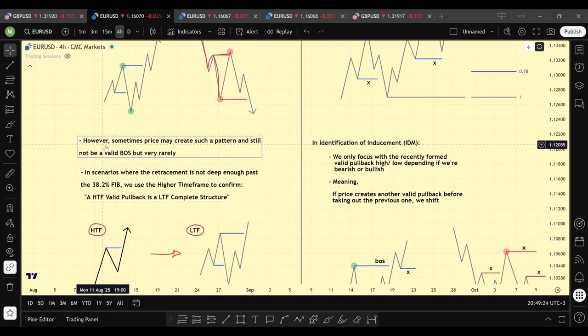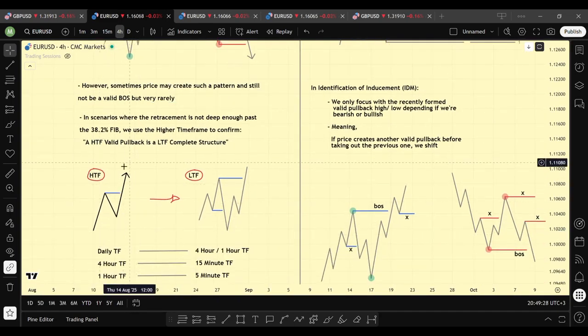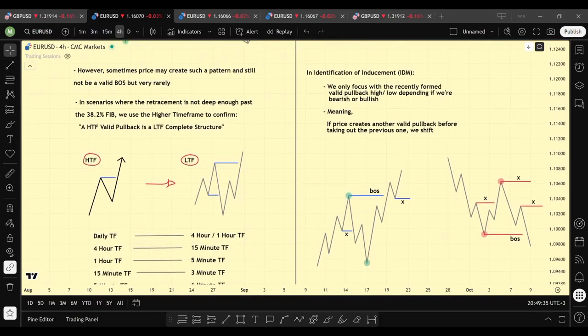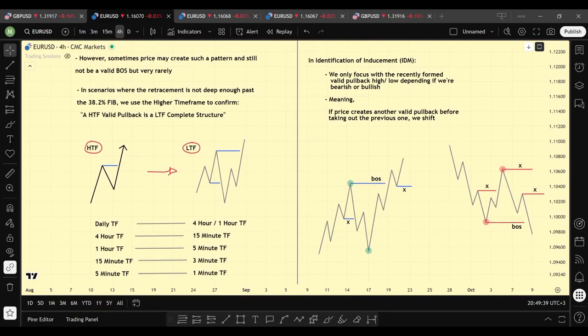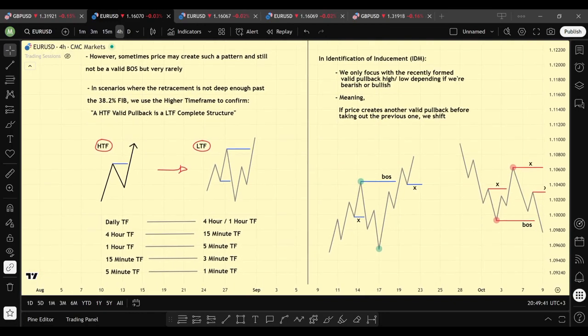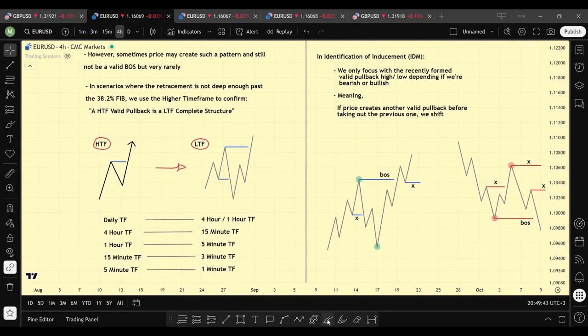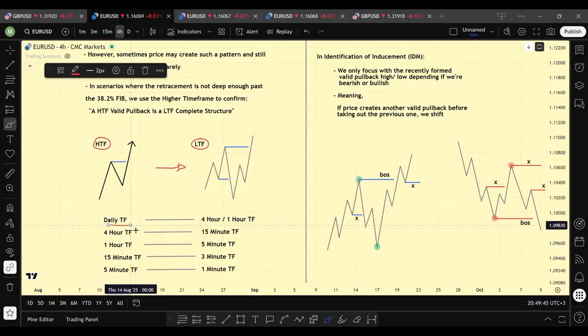And that's the reason why I'm saying it happens very rarely, because most of the time when this valid pullback is created on a lower time frame, it is a complete structure like this one here. And these are the time frames that I'm actually talking about. The daily time frame right here, the 4 hour or the 1 hour, that is the lower time frame. So pick this as the higher and this is the lower.